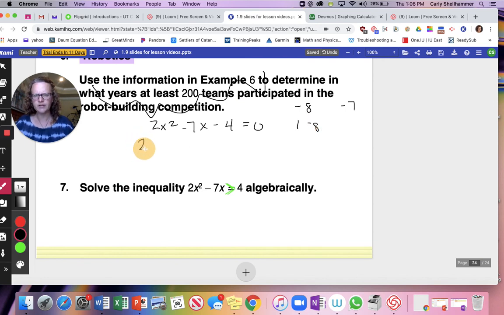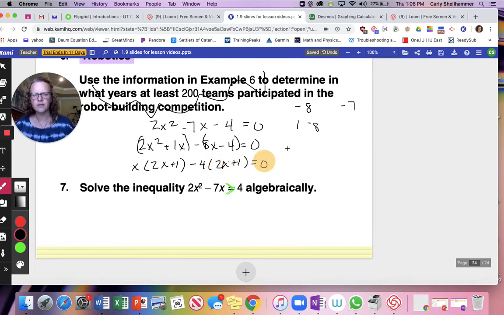Let's go ahead and factor by grouping. Plus 1x minus 8x minus 4. Group the first two. Group the last two. I'm going to factor out an x: 2x plus 1, and factor out negative 4: 2x plus 1. That gives me 2x plus 1 and x minus 4 equals 0. If I take each one of these binomials and solve it, x equals negative 1/2 or x equals 4.